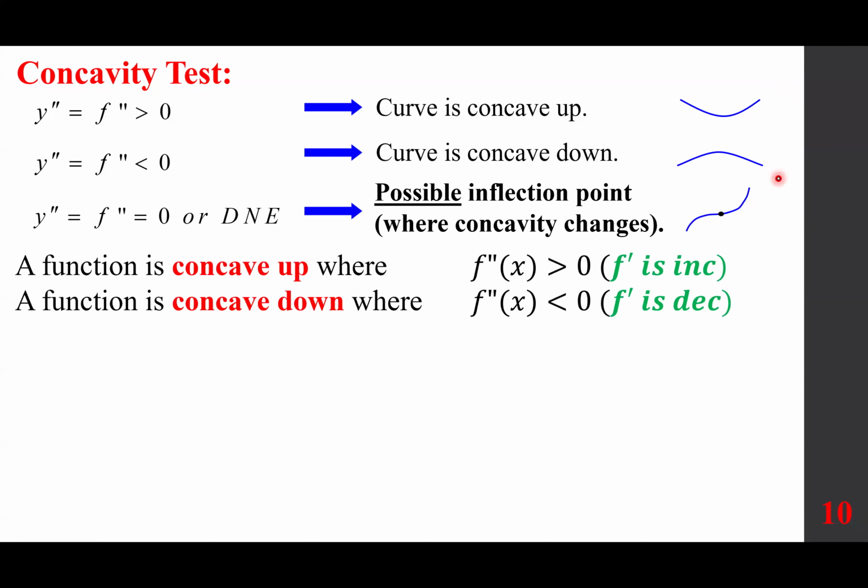So a function is concave up where f double prime is positive, that means f prime is increasing, and a function is concave down where f double prime is negative or f prime is decreasing. Methodology: we must use the sign graph for this test.